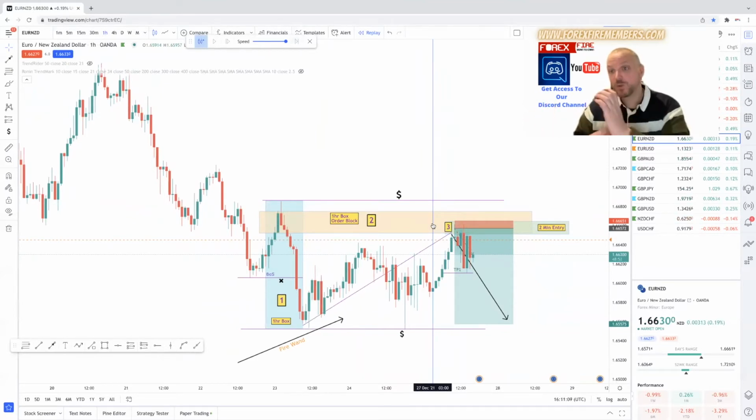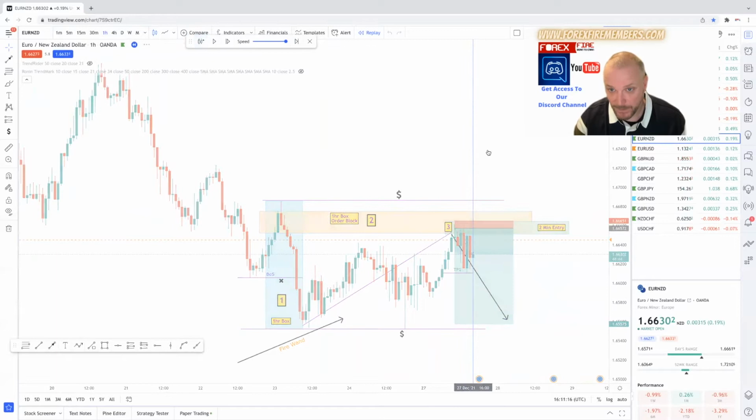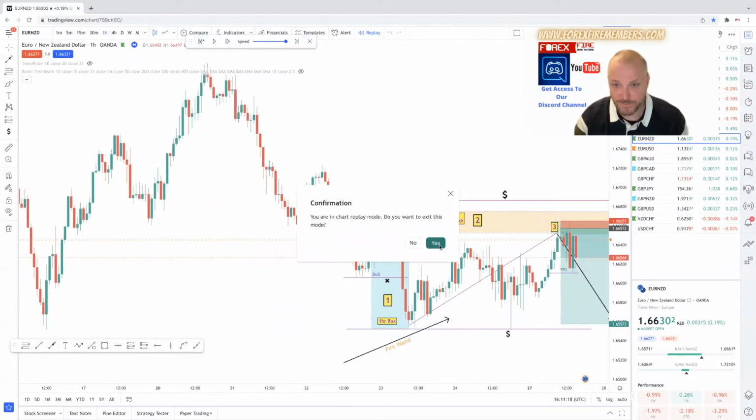Right, now when you go on to box number 3, which is going to be the definitive area of entry, okay, just get rid of this.